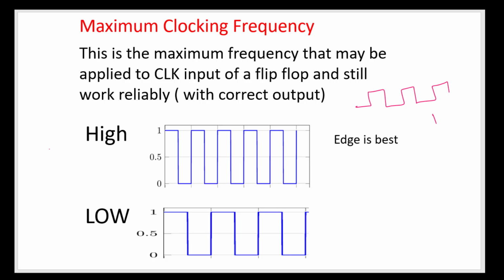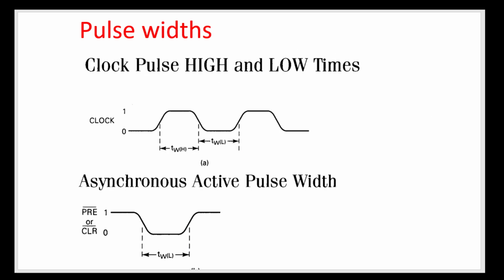Now we'll see the pulse width. The pulse width is nothing but the amount of space in which your clock or your asynchronous input is stable at one particular level. It may be logic 0 or logic 1. If we consider, this is the pulse width for this clock at logic 1, and this is the pulse width for the clock at logic 0.